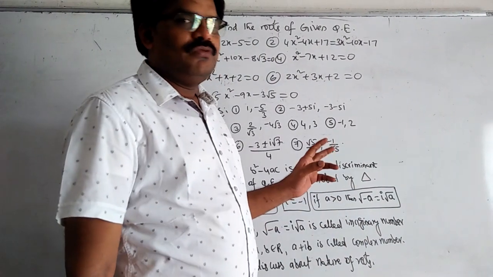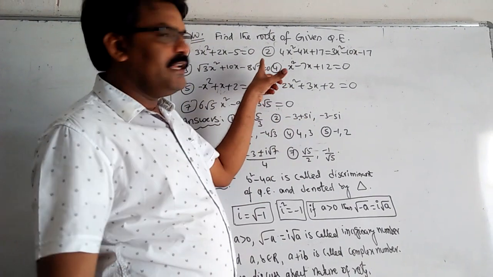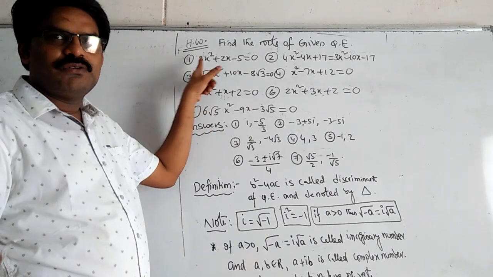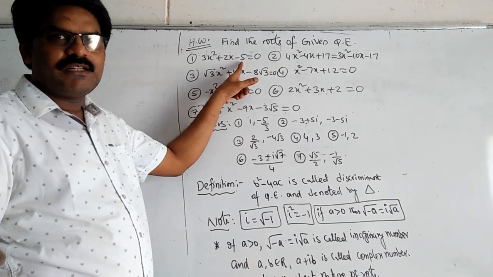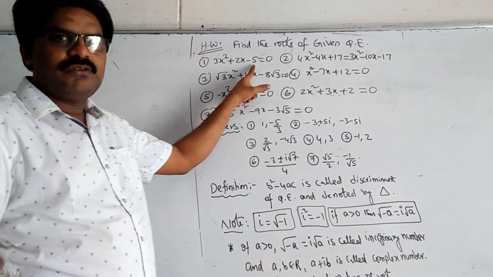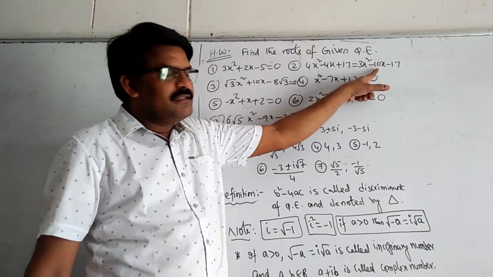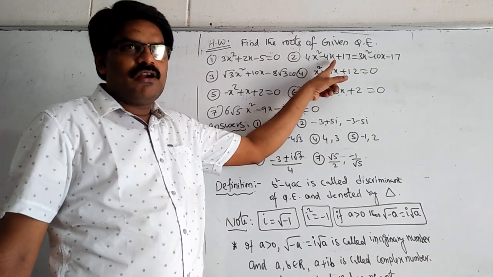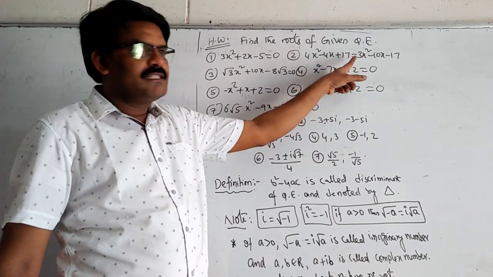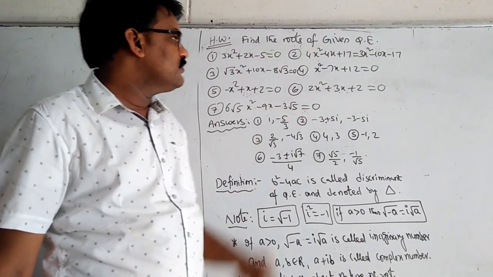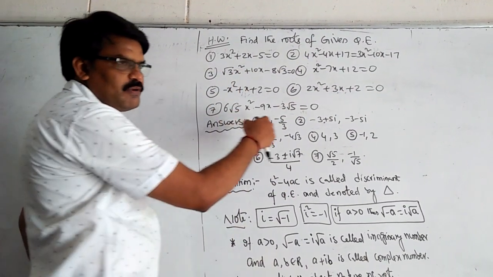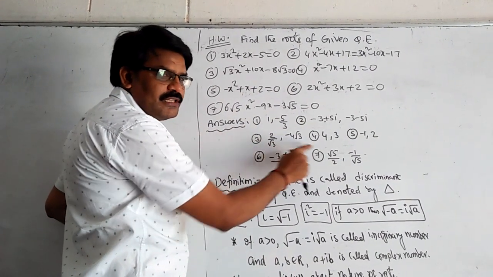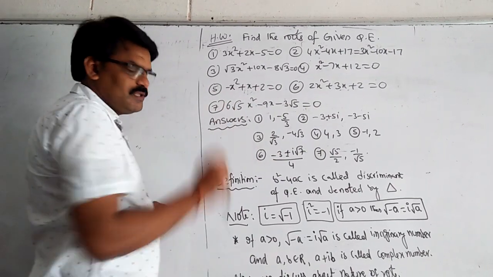Students, please do the homework problems which are written here. First one, this is a, this is b, and this is c. By substituting the a, b, c values in the formula, we get the roots. Or using the second method also, you can do it. By taking 3x square minus 10x minus 17 equal to 0 on the left side, automatically you get a quadratic equation. Find a, b, c, and we get the solution. In the same manner, do all these problems. I am giving the answers also. Check the answers after finding the roots.